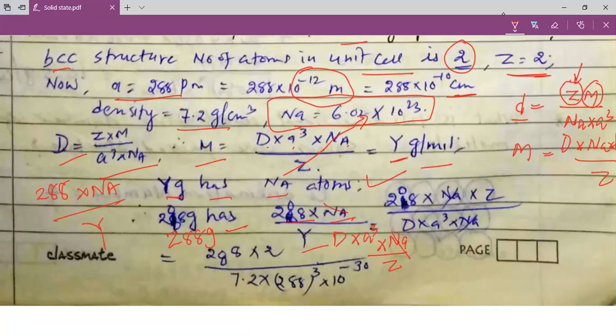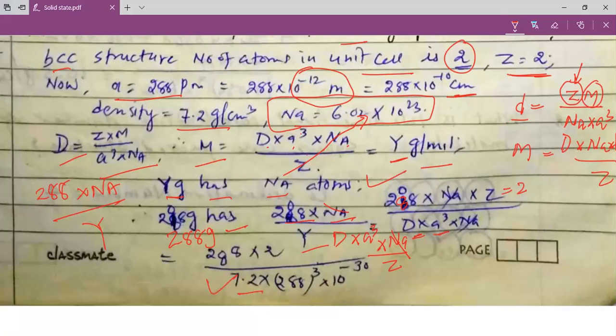So Na divided by Na is equal to 1. What is left with us is 288 multiplied by Na cancelled, then we have D A cube into Z. We know that the value of Z is equal to 2. We are already given the value of density, and we take the cube of the side. That means 288 multiplied by 2 divided by 7.2, where 7.2 gram per centimeter cube is the density.